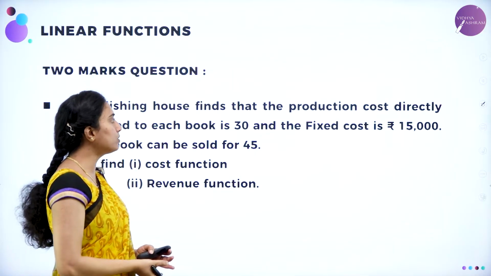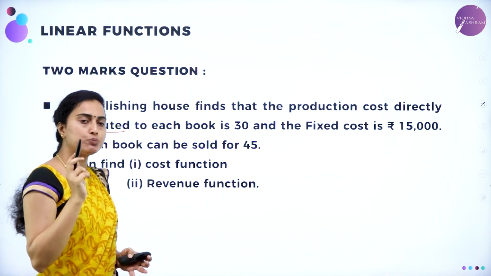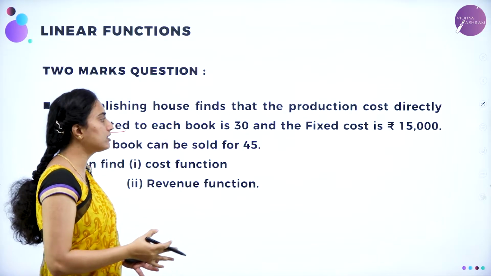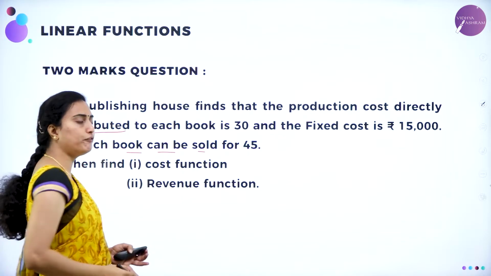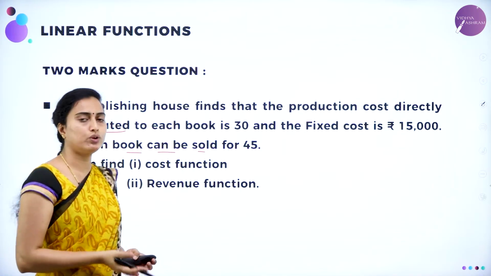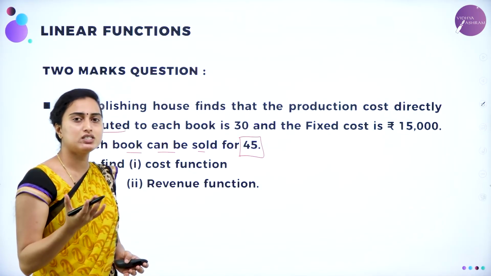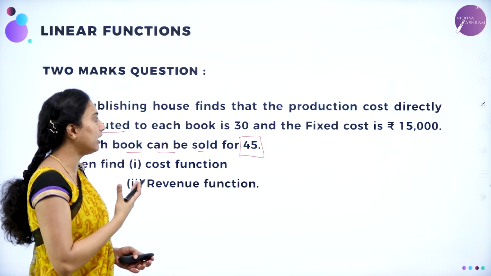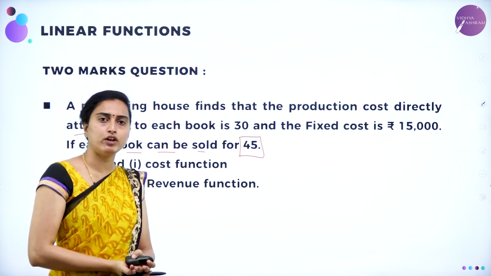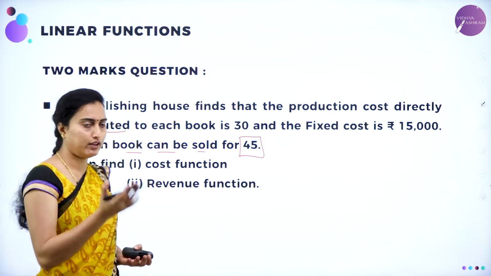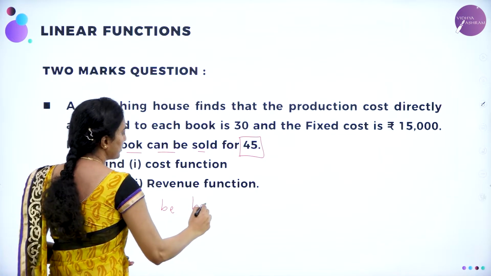A publishing house finds that production cost directly attributed to each book is 30 and fixed cost is rupees 15,000. If each book can be sold for 45, what is the cost function? What is the revenue function? Sold for 45 means you already got the second answer. If I take let X be the production of the book, then a book sold for rupees 45 means 45 into X. Therefore, here I am considering let X be the book production.